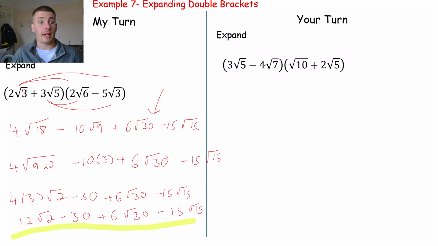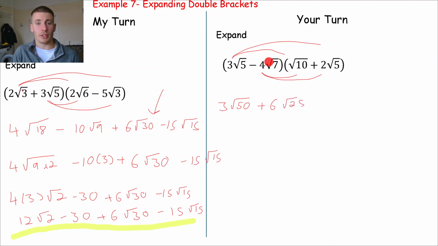Okay, so expanding this, again, first term by the first term, first by second, second by first, and second by second. So 3 root 15 times root 10 is going to be 3 lots of root 50. And then you've got 3 root 5 times 2 root 5, which is 3 times 2 is plus 6. Root 5 times root 5 is going to be root 25. We've then got negative 4 root 7 times root 10, which is negative 4 root 70. You've then got a root 7 times a root 5, which is going to be plus root 35.